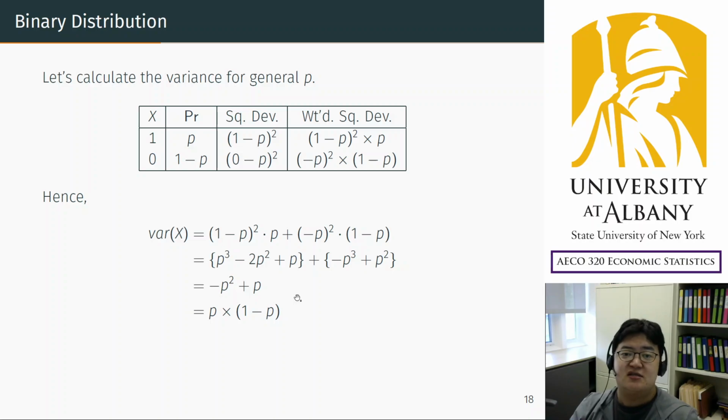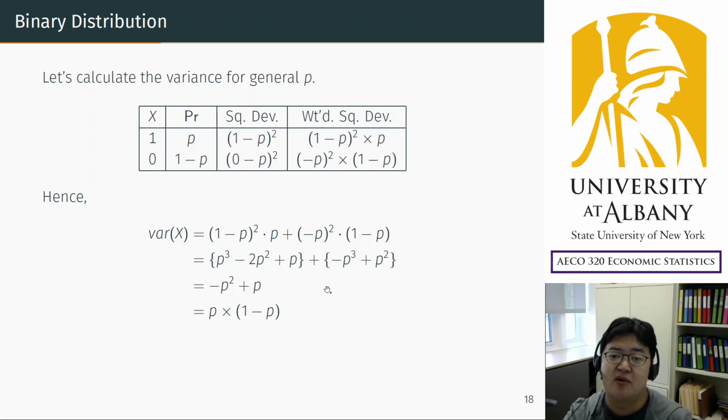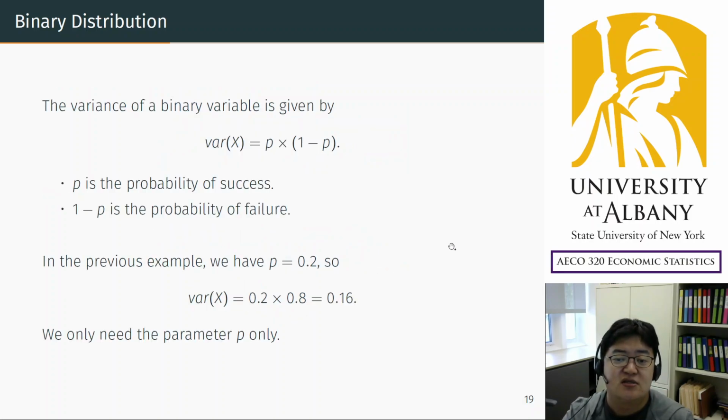This is the relationship between the parameter and the variance. What you can see from here is that variance depends only on the parameter. So that means if you know the parameter P, then you can easily calculate the variance. Calculating the variance is not a problem at all once you have the parameter value. So this is the formula. Variance is simply the product of success probability and failure probability, right?